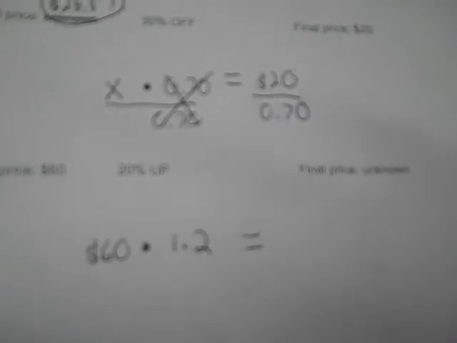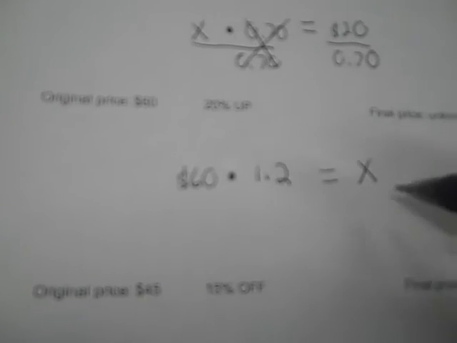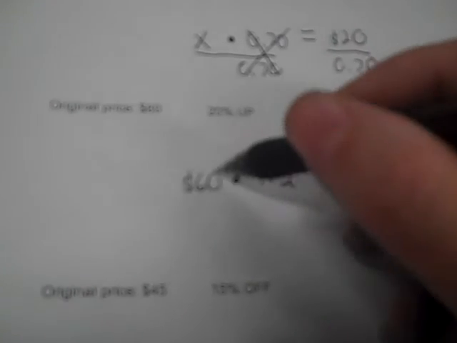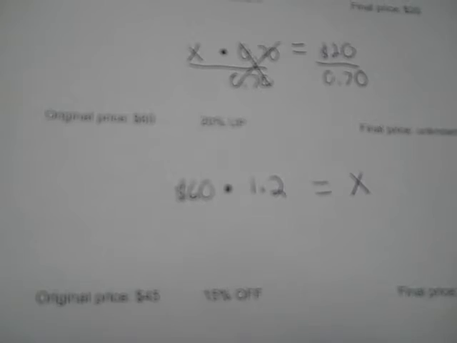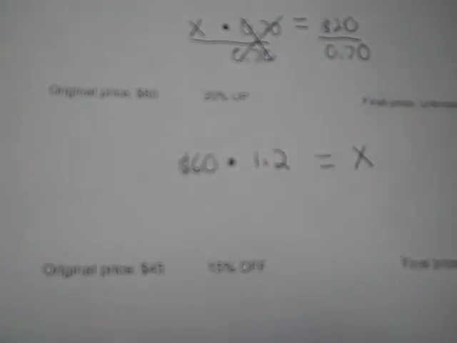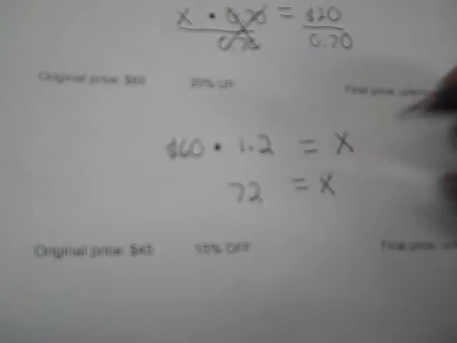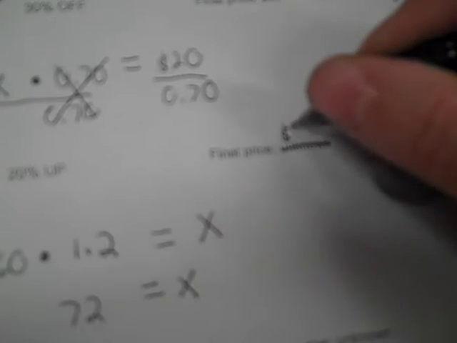And the final price is unknown, so X now jumps over here. And the X is by itself, so I just multiply this on my calculator. Okay, I don't need to do the division because I just take 60 times 1.2. So that's 72 equals X. Okay, so cross out unknown and put $72.